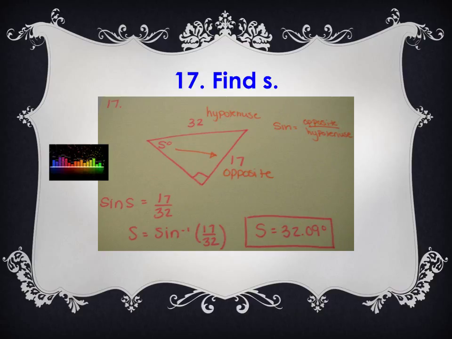We cannot divide by a trig function, so we have to take the inverse of sine, 17 over 32. When we plug this in our calculator, we press second sine, 17 divided by 32, close our parentheses, and we get S equals 32.